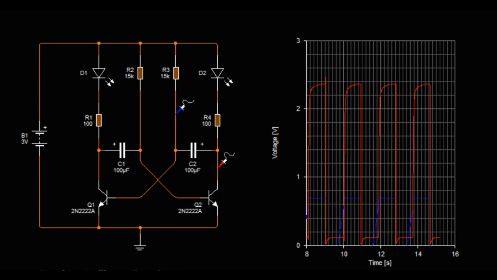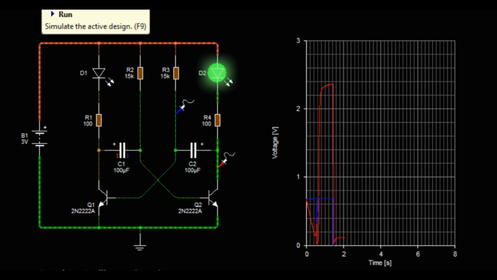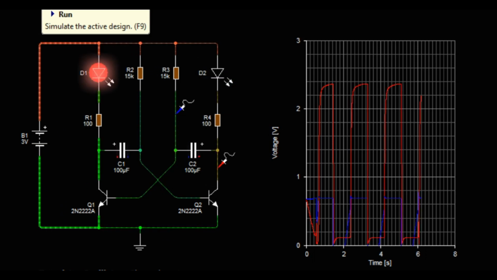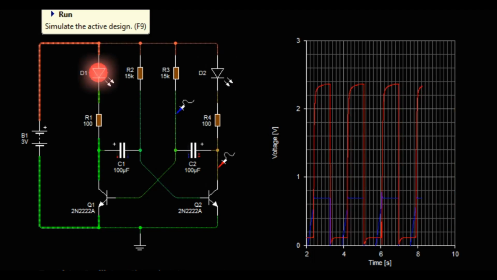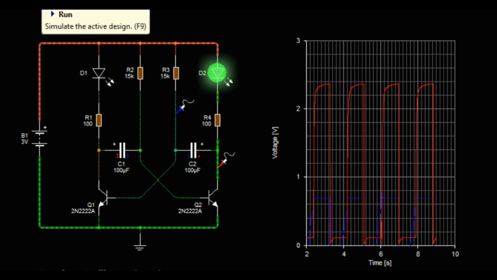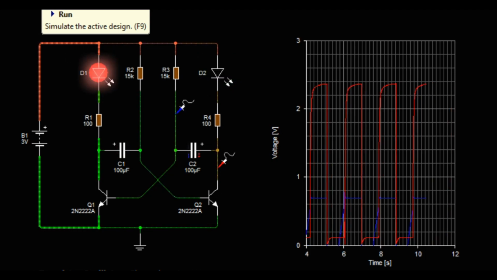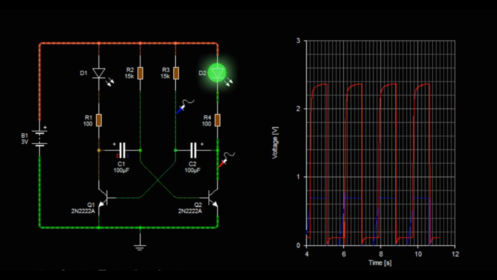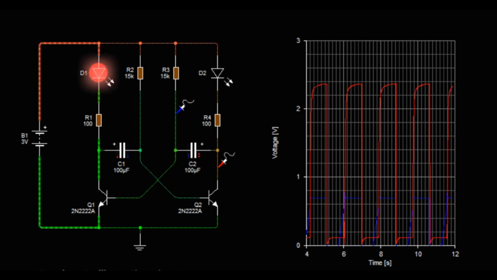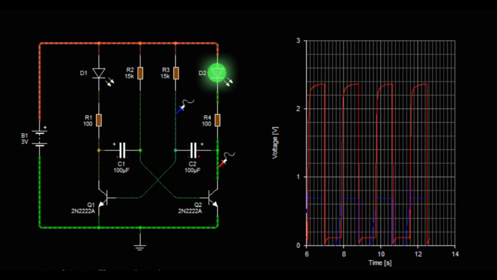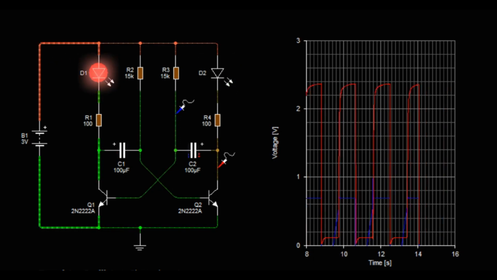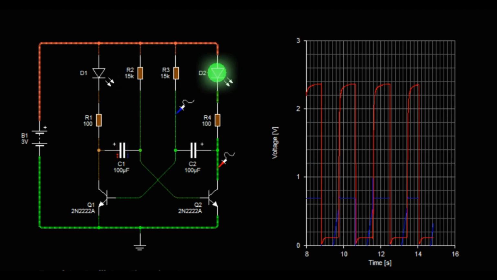An astable multivibrator is a type of oscillator circuit that generates a continuous square wave output without any external input signal. It is commonly built using two transistors and a few passive components like resistors and capacitors. The circuit switches back and forth between two stable states, hence the name astable. Here's how you can create an astable multivibrator circuit using two transistors.